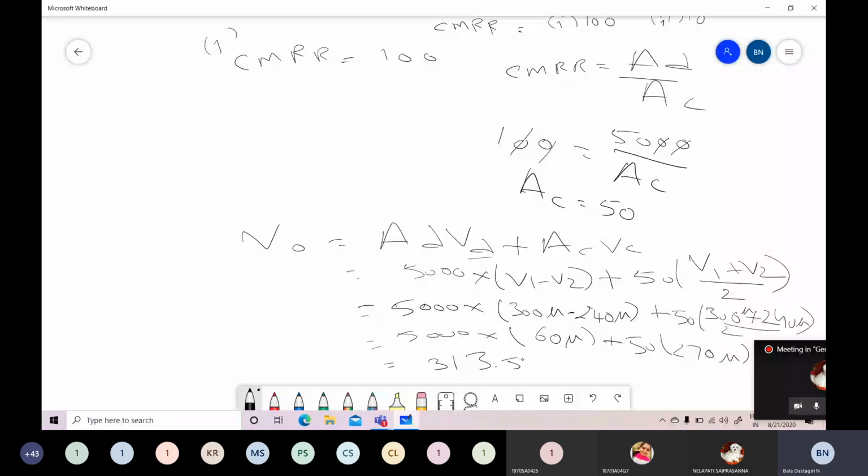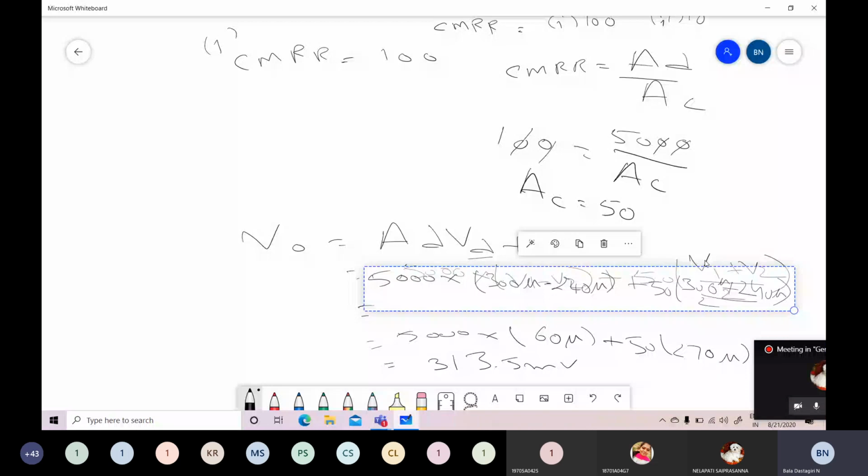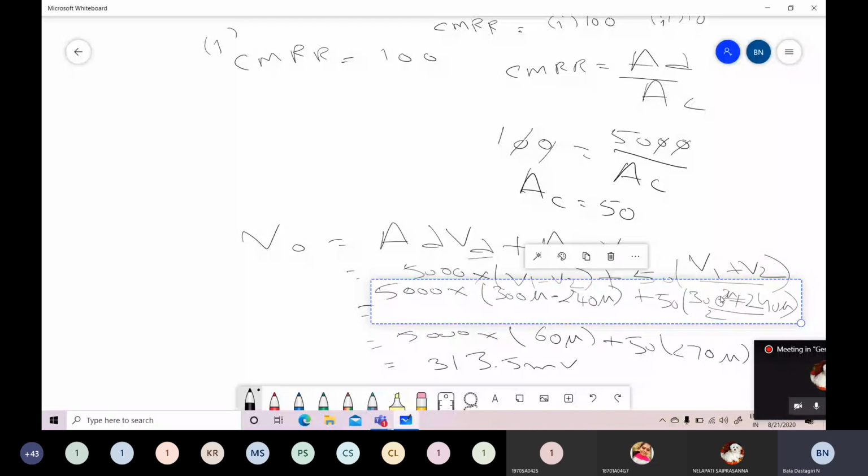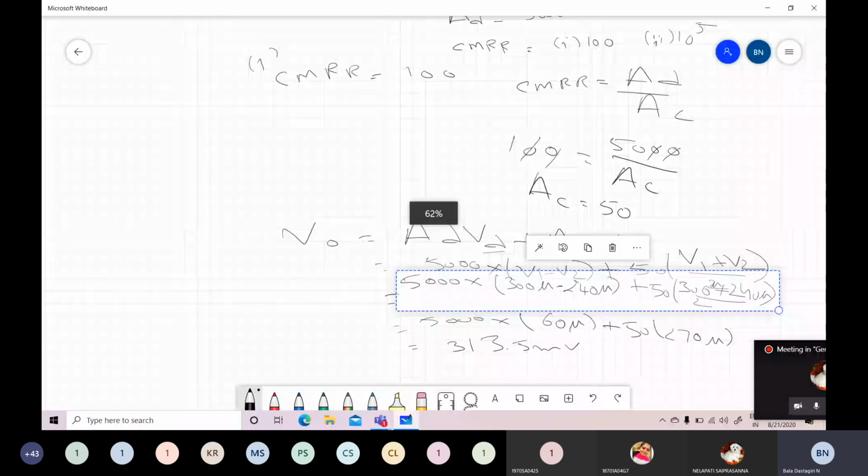Similarly, you can do it for the CMRR value of 10 to the power of 5. With the same formulas you can derive it. Okay, so this is how you can do it.